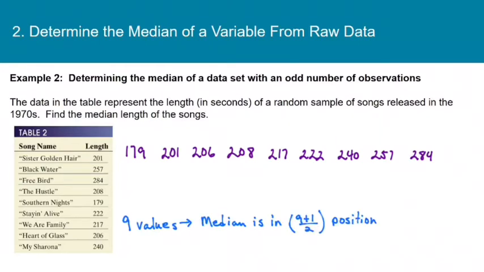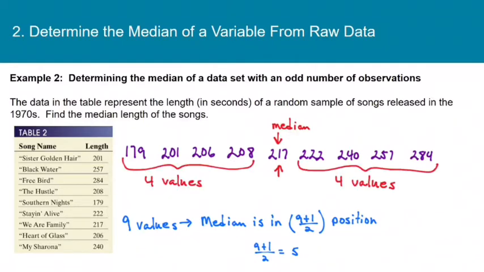The median is going to be the number that's in the (9 plus 1) over 2 position. Remember, we do n plus 1 over 2. So 9 plus 1 is 10, 10 over 2 is 5. So we want the number in the 5th position, 1, 2, 3, 4, 5. That's our median. And again, notice that there are 4 numbers below it and 4 numbers above it.